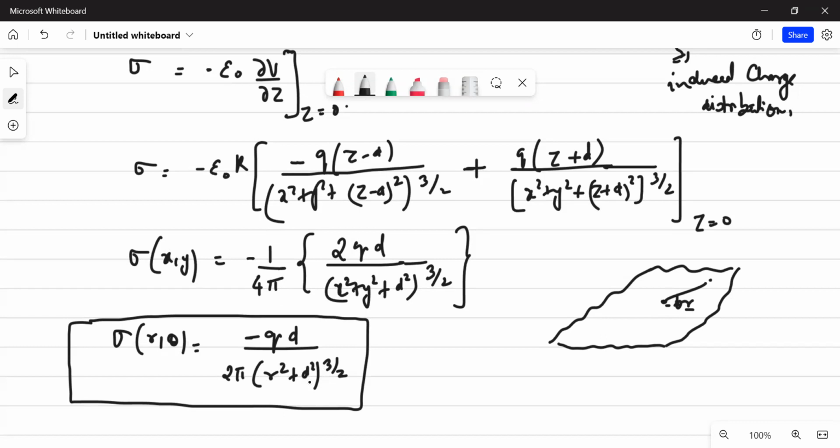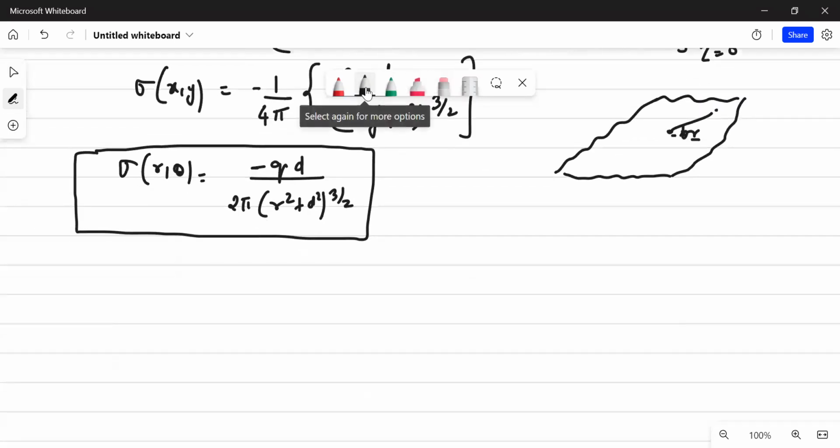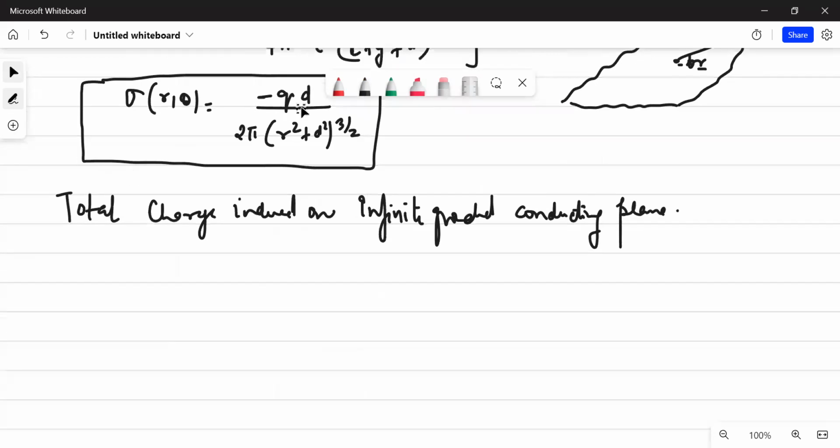Yes, sir. Okay, good. So overall, one can also find the total charge induced. What would be the total charge induced? One can expect the answer to be minus q. Let us see if that comes out. So the total charge induced on this infinite grounded conducting plane, what would it be?